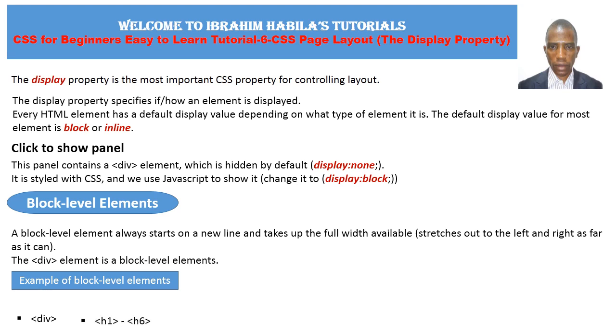And we have headlines 1 to 6. All the headlines are examples of block elements. The next one is a paragraph. A paragraph is a block level element. Then we have a form. A form is an example of a block level element. Then a header. A header too is an example of a block level element. Then we have a footer too. Then we have a section.